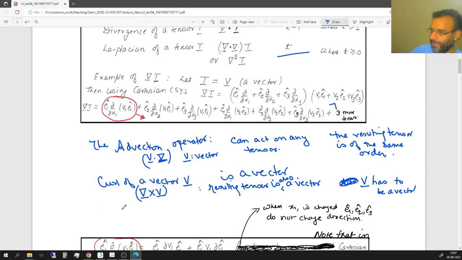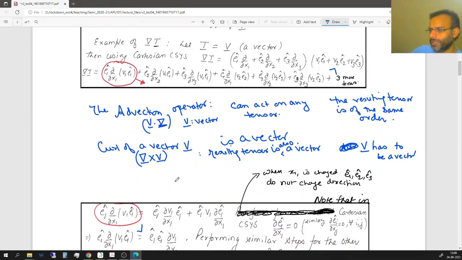The fifth way in which del can interact with a tensor, for our relevance, is the curl of a vector. This kind of interaction of the del operator is always with a vector. That operation involves a cross product between the del operator on one side and a vector v on the other side. The resulting tensor is also a vector, and as I mentioned earlier, for this operation to be viable, v has to be a vector.